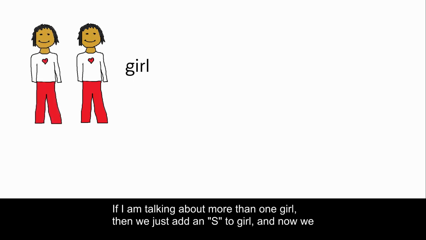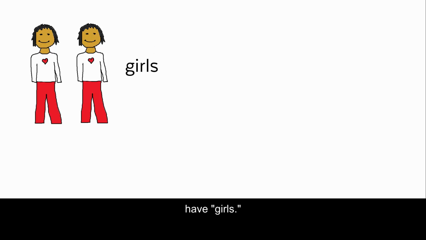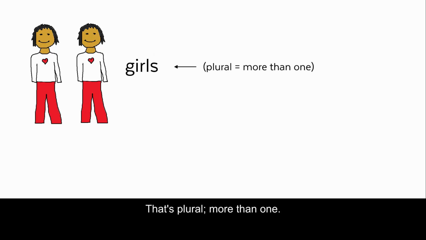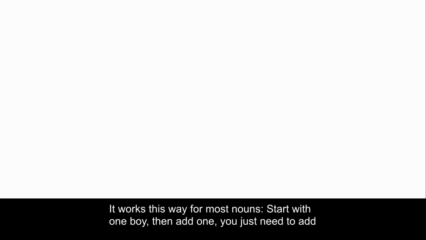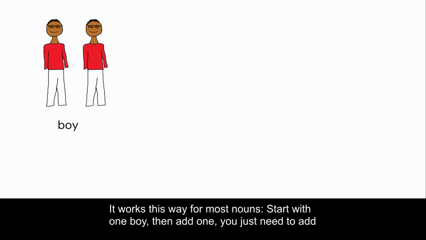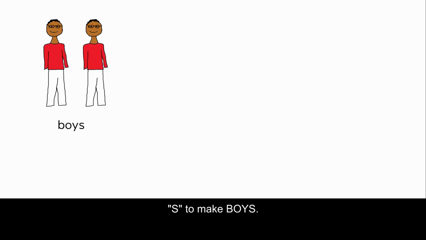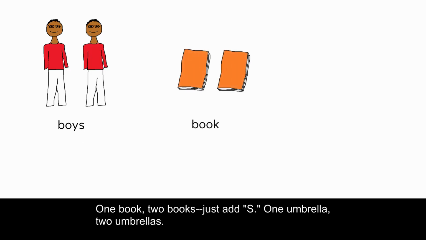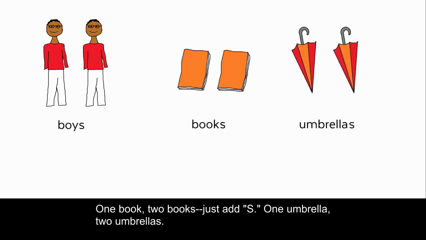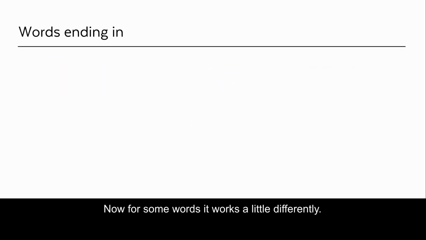If I am talking about more than one girl, then we just add an S to girl, and now we have girls. That's plural, more than one. It works this way for most nouns. Start with one boy, then add S. You just need to add S to make boys. One book, two books, just add S. One umbrella, two umbrellas.